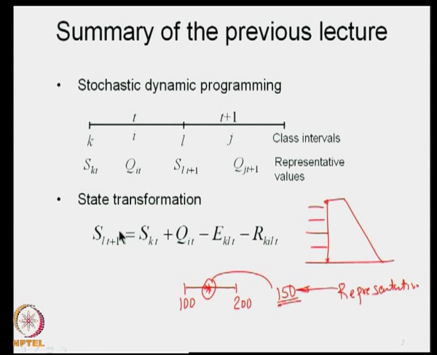We write the state transformation, which is in fact just the continuity equation, as S_L^(t+1) is equal to S_k^t, which is the storage at the beginning of the time period t, plus the inflow during the time period t, minus the evaporation losses, minus the releases in the time period t. Now, the release is a function of the initial storage k, the inflow I, and the end of the period storage L in the time period t.